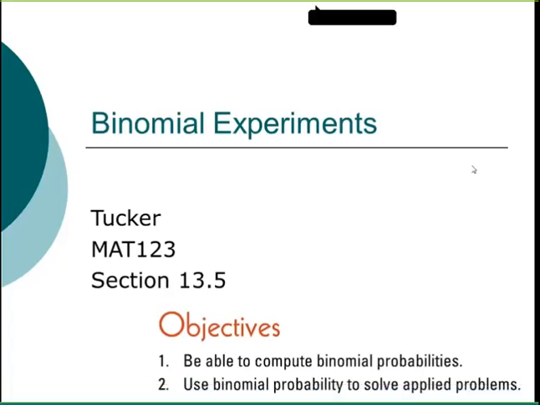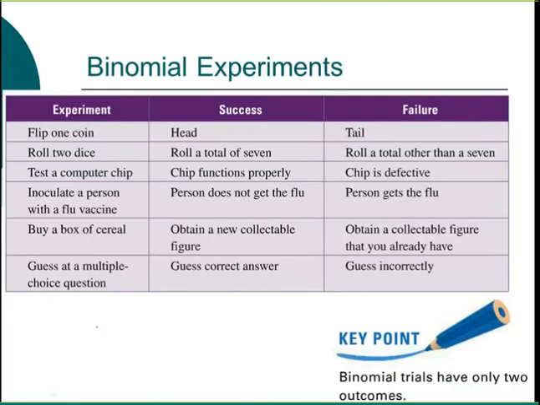All right, class, in this lesson we're going to take a look at section 13.5, binomial experiments, and we're going to take a look at some binomial experiments and what they are and what they are not. Here we have a coin flip, rolling a die, testing a computer chip, an inoculated person with a flu vaccine, buying a box of cereal, guessing at multiple choice questions. These are all examples of binomial experiments, and the key here is that binomial trials have only two outcomes.